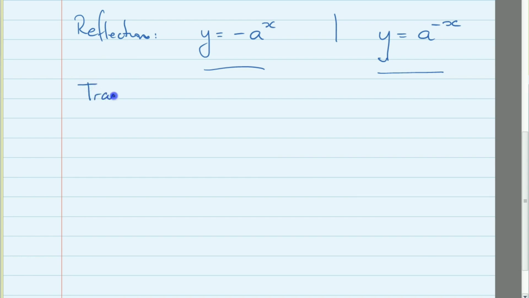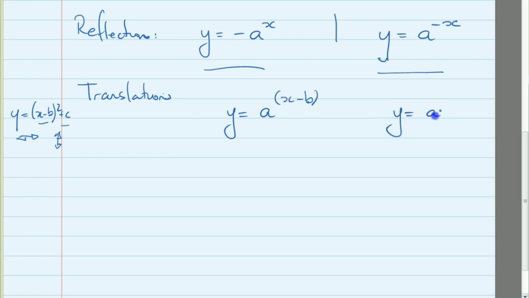Now we're going to have a look at translations. Just like we had with our parabolas, y equals (x minus b) squared plus c, where the value inside the bracket with the x controlled left and right, and the value on the end controlled up and down. A very similar thing happens here with exponential graphs, and we're going to look at two situations: one where we have y equals a to the power of x minus b, and y equals a to the x plus c on the end.